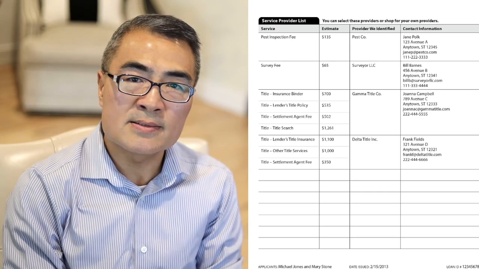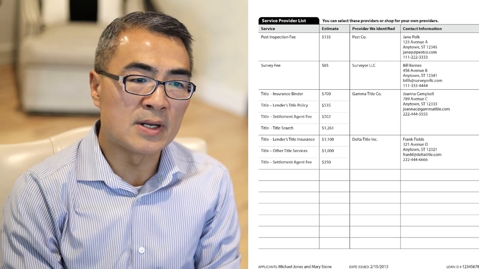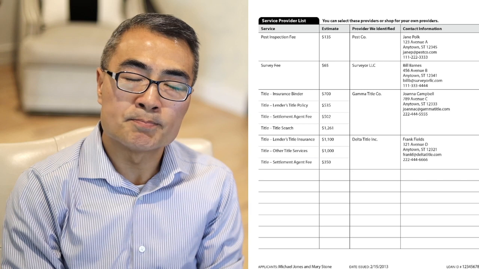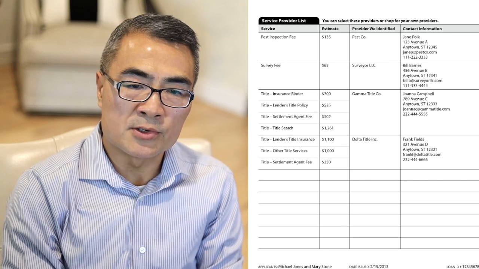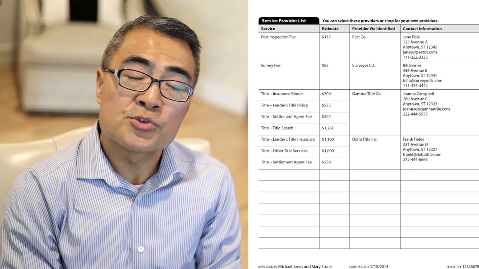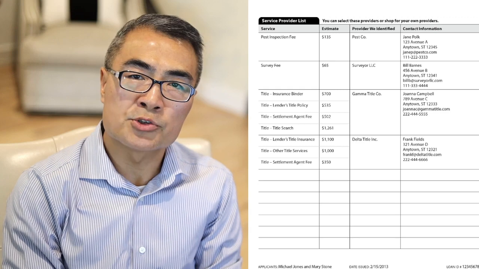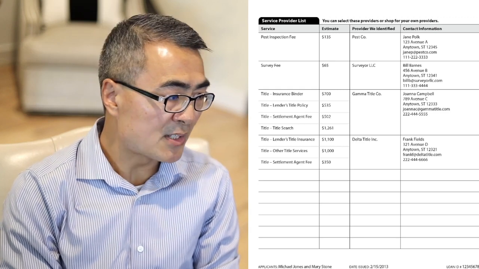So what is a Service Providers List? On your screen, you will see a sample of the document. This is a document that lists a number of the service providers for services that a consumer is generally permitted to shop in connection with a mortgage loan. So that's what it is.